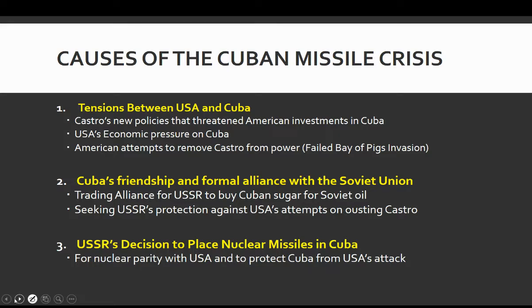Finally, the USSR's decision to place the nuclear missiles in Cuba had a large role to play in causing the entire crisis. This trigger factor was led not just by protecting Cuba's security, but also by trying to create nuclear parity with the USA for the missiles that the USA had in Europe that were within minutes of reach to the USSR.